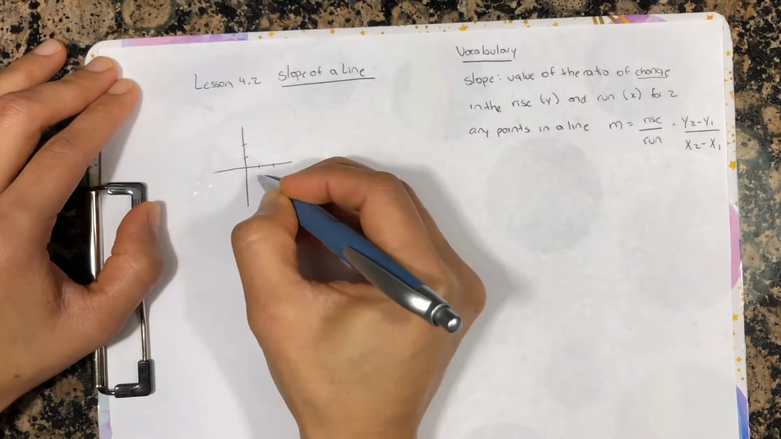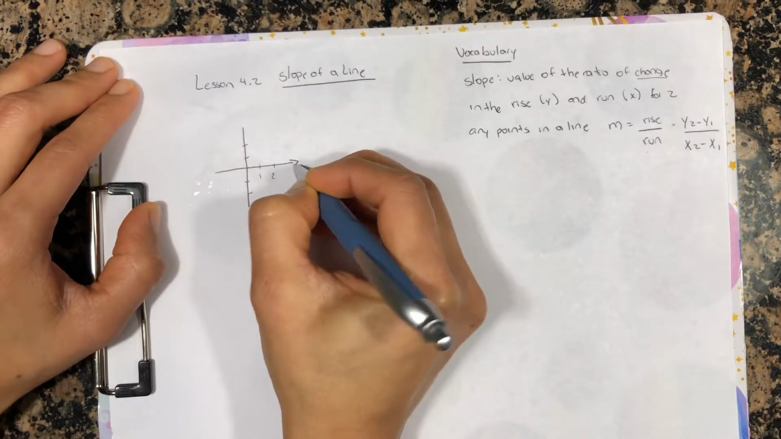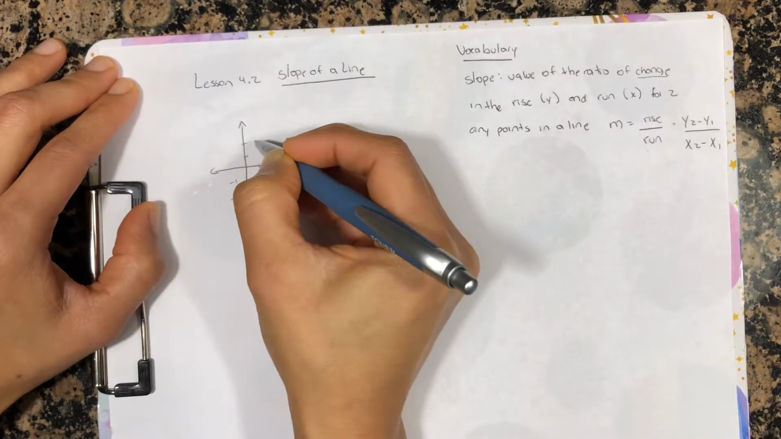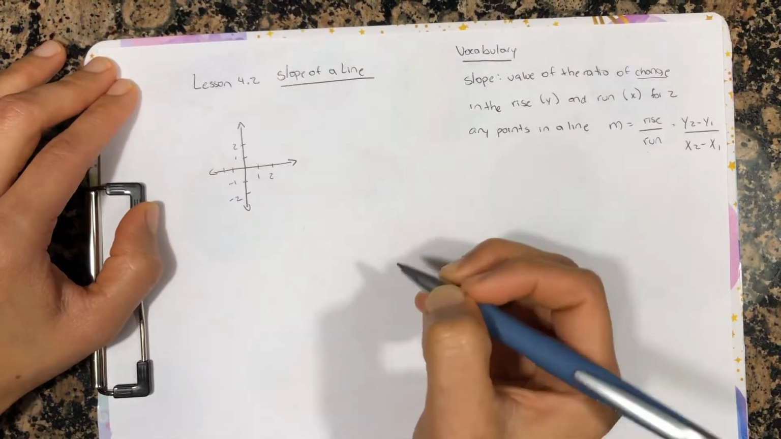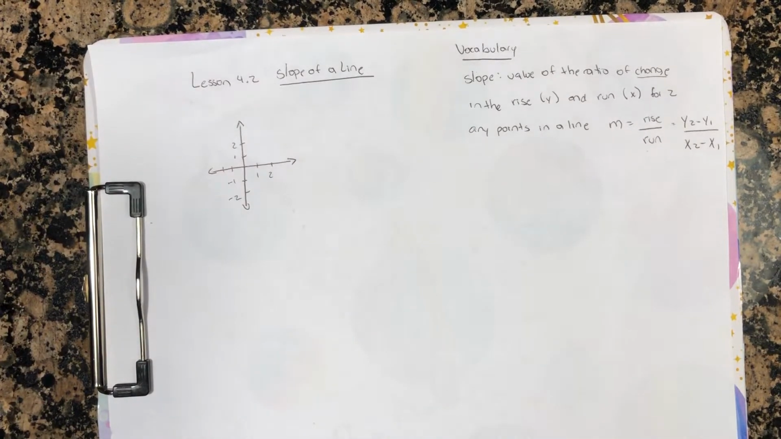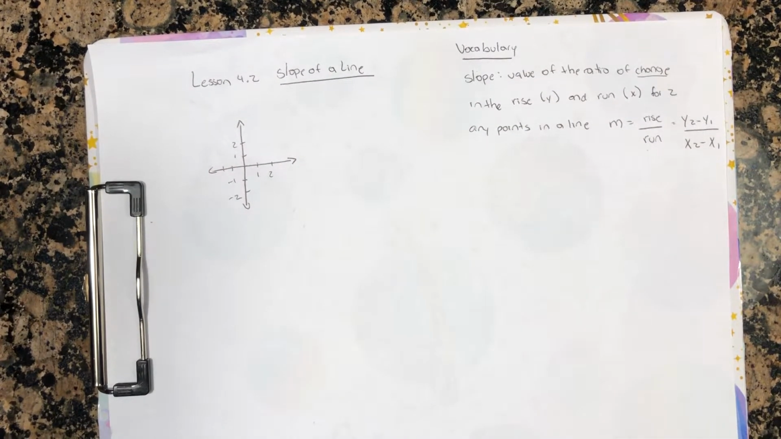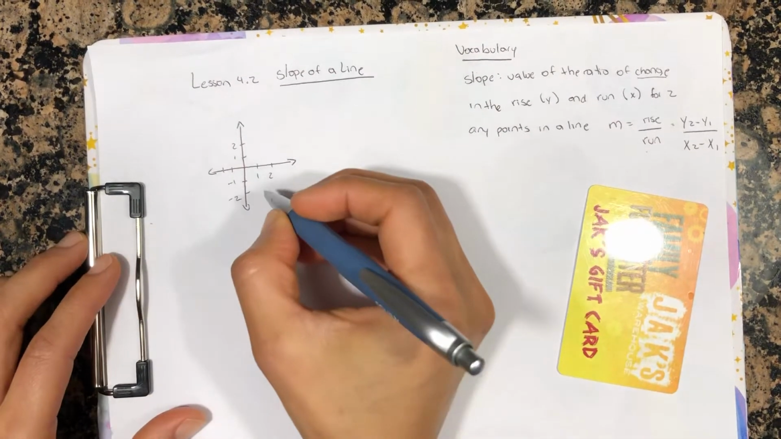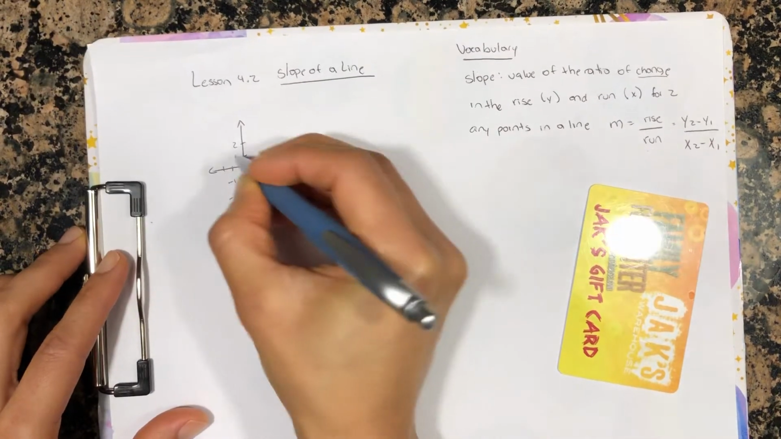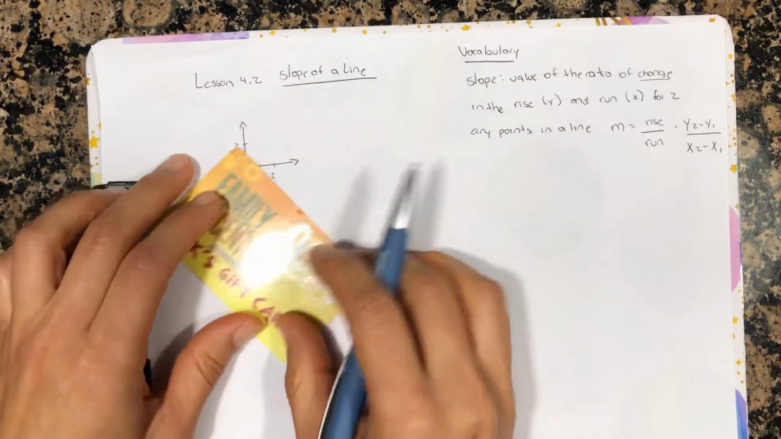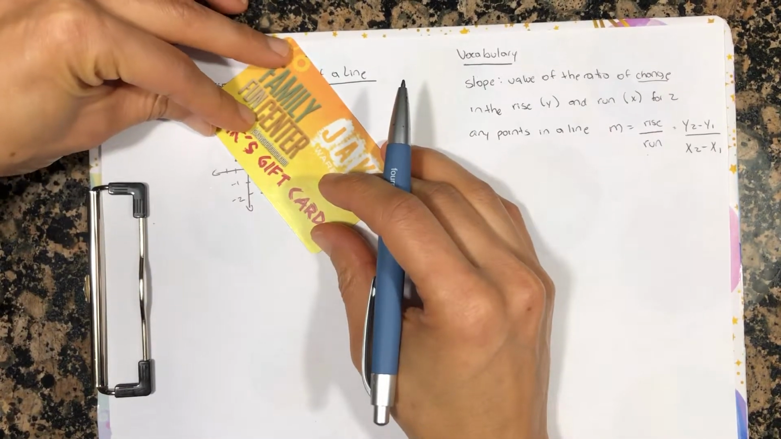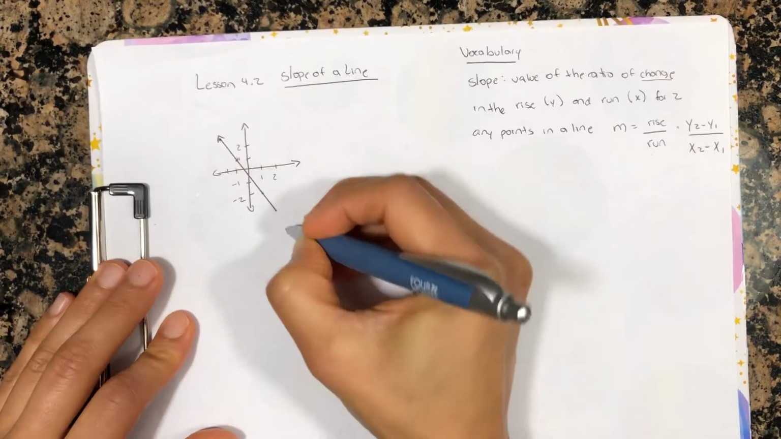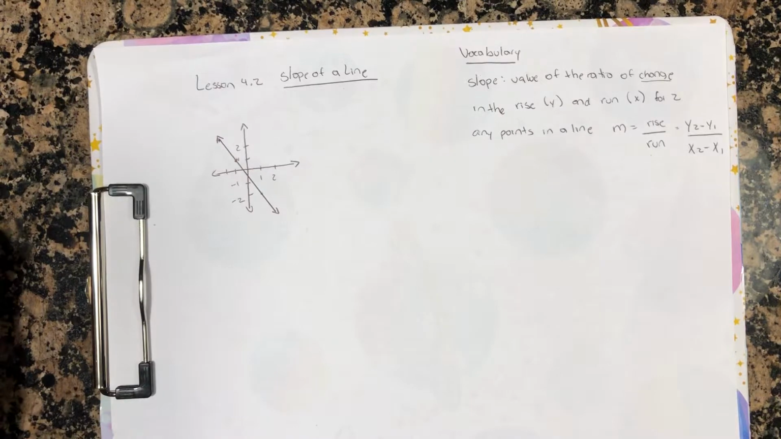Okay, 1, 2. And this will be 1, 2. Okay, I will need kind of a straightener. I will use Felipe's jack card. So let's say, let me draw a line over here. And this line, we're going to find out the slope.